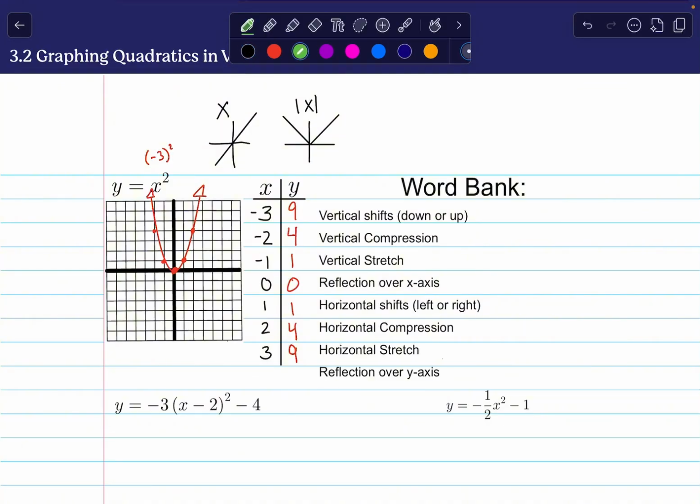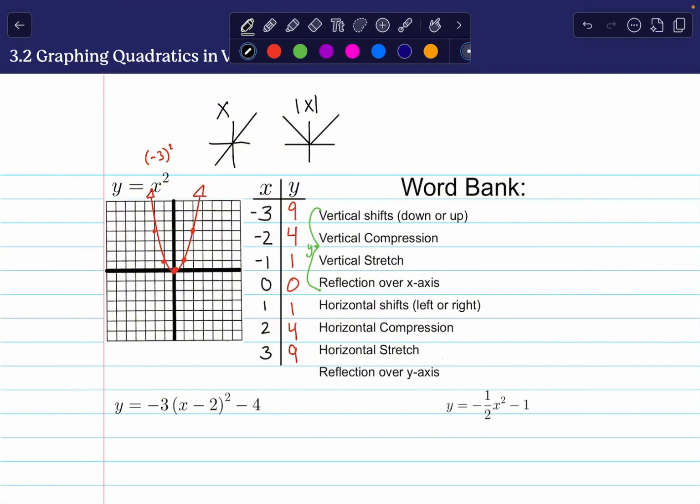Okay, so then we have this word bank that we're going to use today that's going to add to our lessons. The first part is vertical shift, vertical compression, vertical stretch. That word vertical, it's going up and down. This part all talks about y's. So it's good to know that this is the y section of the graph. And then you can see I highlighted that reflection over the x-axis.